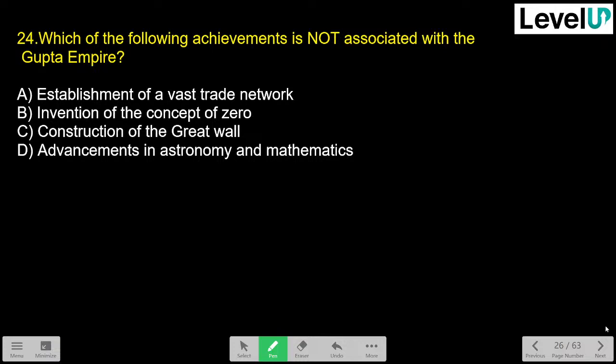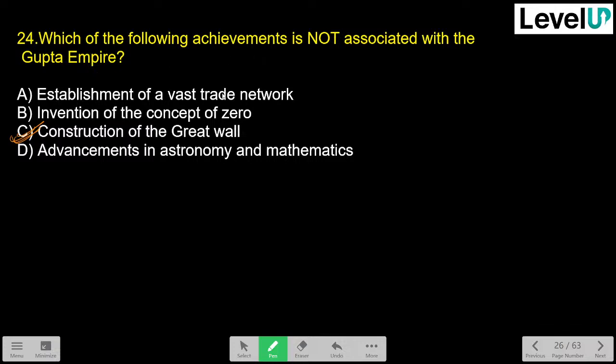Which of the following achievements is not associated with the Gupta Empire? So this was not the achievement achieved by the Gupta Empire. What was that? So they were not the people who constructed the Great Wall. It was in China, right? So this question has three important segments. What you need to understand.